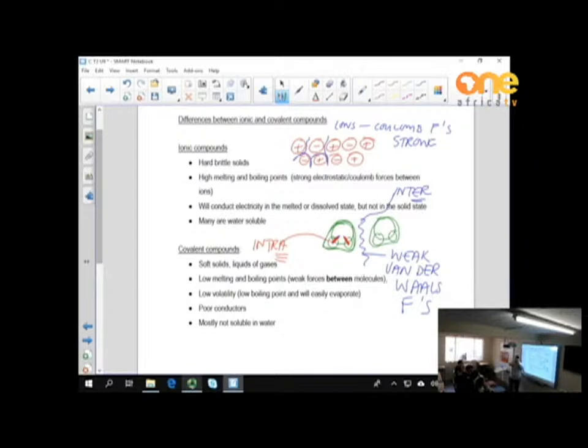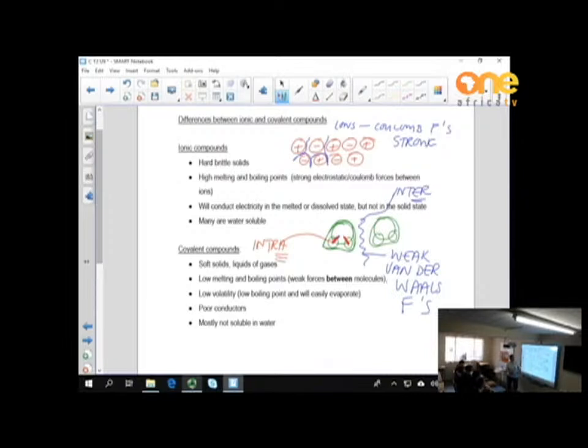My fingers are bonded onto my hand. I can't break off a finger very easily. That's like the forces inside the molecule. But my two hands can be held together by weak van der Waals forces. It's an image. So it's not within the molecule, it's between the molecules. And from that we can differentiate specific physical properties.